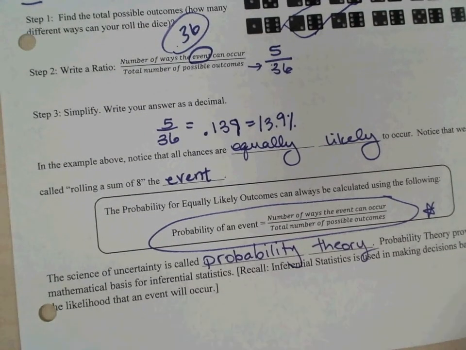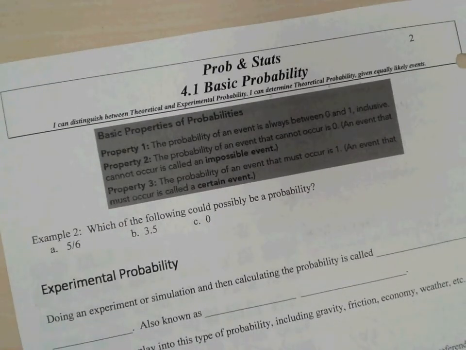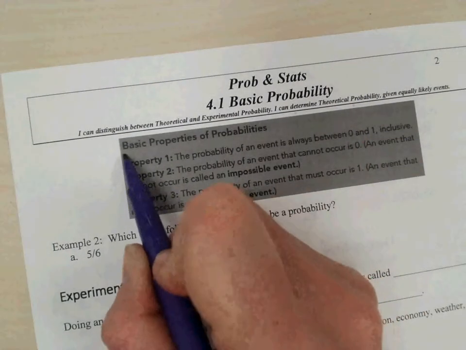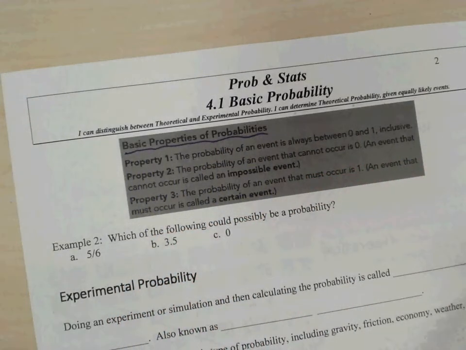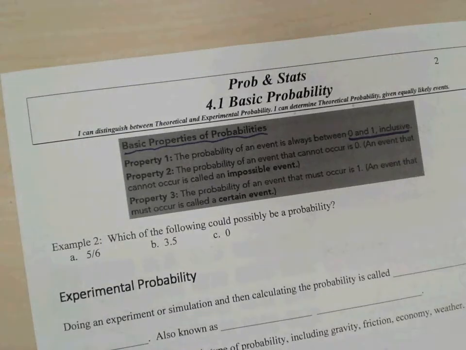Probability theory provides the mathematical basis for inferential statistics. Property number 1. Melena, will you read that one, please? On the basic properties of probabilities. A little bit of a tongue twister. The probability of an event is always between 0 and 1. Thanks. That's key.